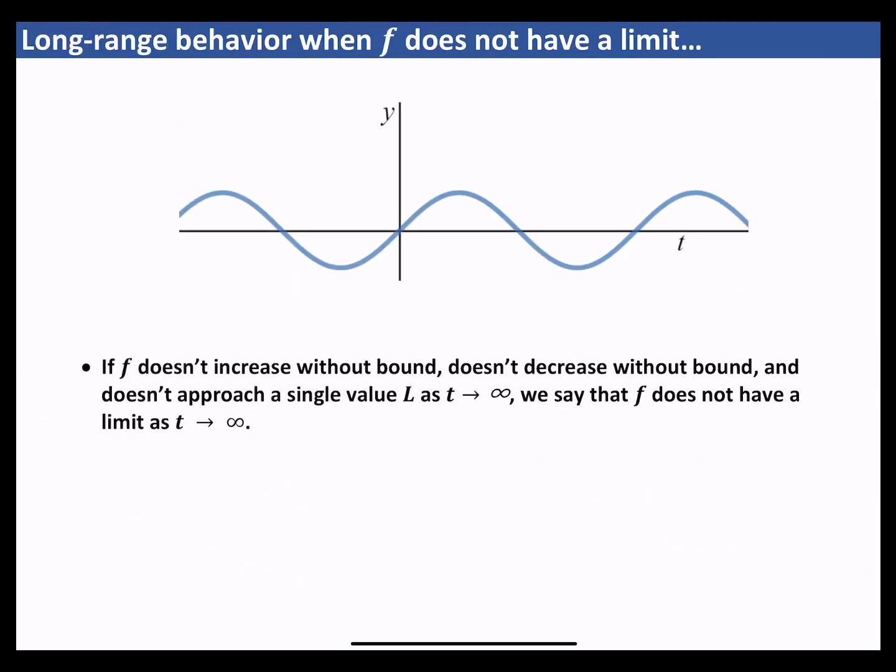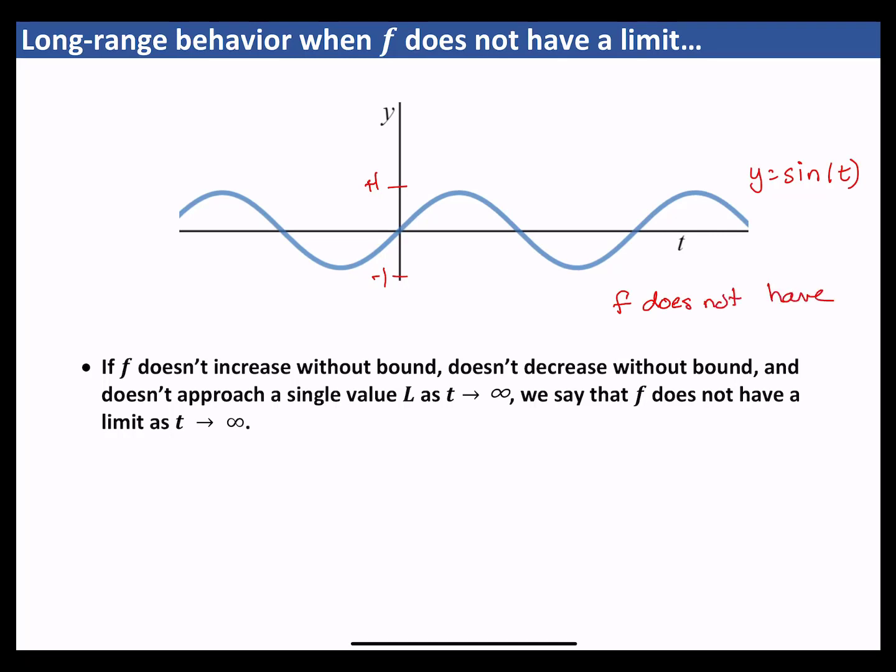For example, consider the sine graph. As t increases without bound, the outputs oscillate between -1 and 1, but never get closer and closer to a single value, nor do the outputs increase or decrease without bound. So in this case, we would say f does not have a limit as t increases without bound.